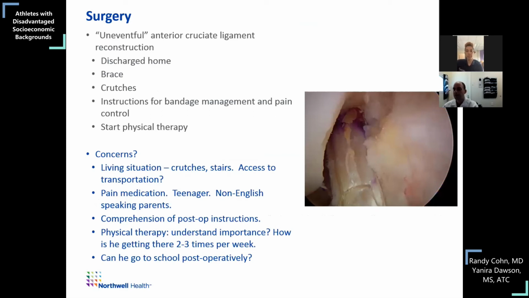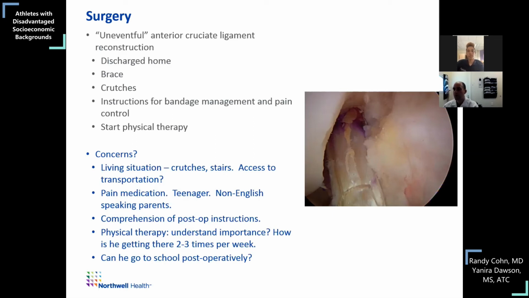What is his living situation? With crutches, does he have stairs in his house? Is there access to transportation? Do they have a car? Can he get from place to place? Or is a freshly post-op patient going to be using crutches and getting on the bus? Pain medication. The patient's likely going to have a short course of narcotic pain medication. He's a teenager. There's risks associated with that. Do the parents understand? Are they going to hold the pain medicine and dispense it to their child? Or is the patient himself going to be responsible for his pain medication at the age of 16?